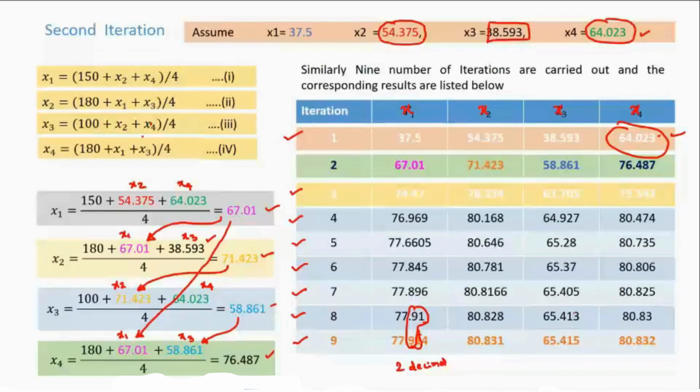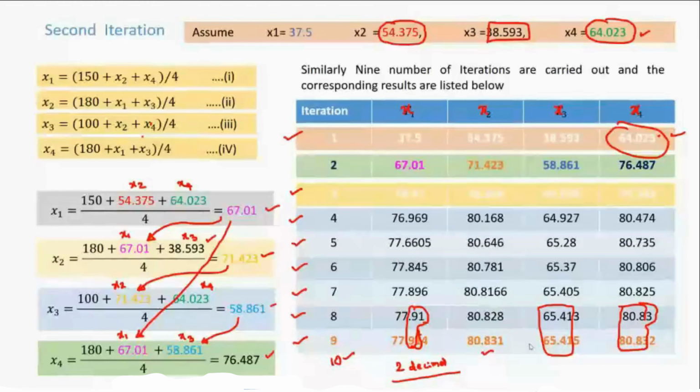Here also you can see that in almost all variables we got results up to 2 decimal places. The only difference is in x2, but the majority got accuracy up to 2 decimal places. If accuracy up to 2 decimal places is mentioned, then you have to perform one more iteration, because the x2 variable does not satisfy the condition. So you go for one more iteration and then you can stop. Definitely you will get accuracy up to 2 decimal places in the 10th iteration.